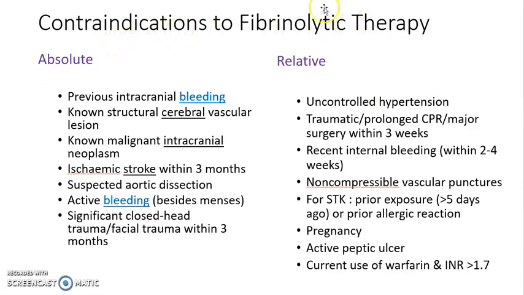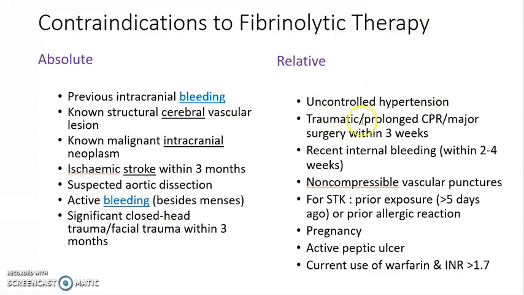So what are the contraindications to fibrinolytic therapy? What are the contraindications to giving TPAs and also streptokinase? There are absolute ones and relative ones. Absolute include previous intracranial bleeding. If you know that the patient has a structural cerebral vascular issue, like a Berry aneurysm perhaps, or if the patient has a known malignant neoplasm in the brain, or has had a previous ischemic stroke within the past 3 months, or if the patient is suspected to have aortic dissection, or the patient is having active bleeding which is not related to menses, or there was a significant closed head trauma or facial trauma within 3 months before coming, then that's absolute.